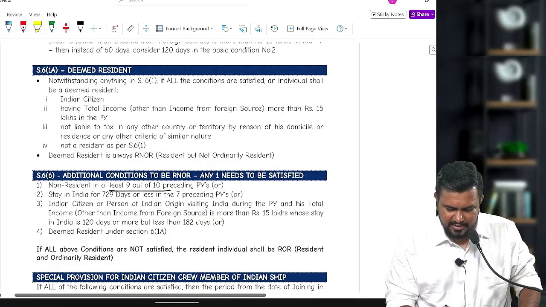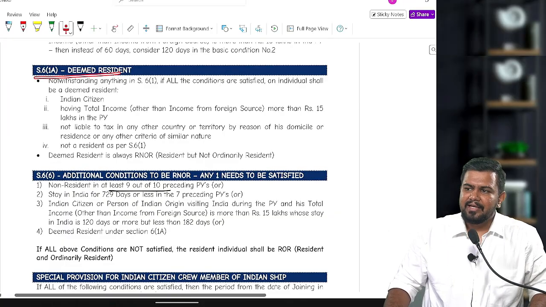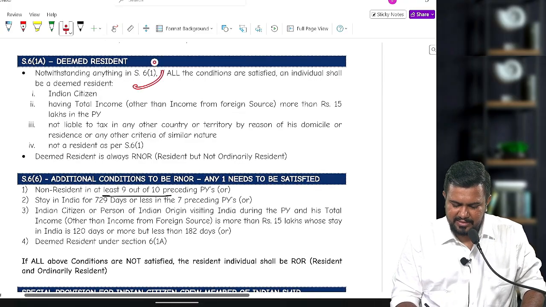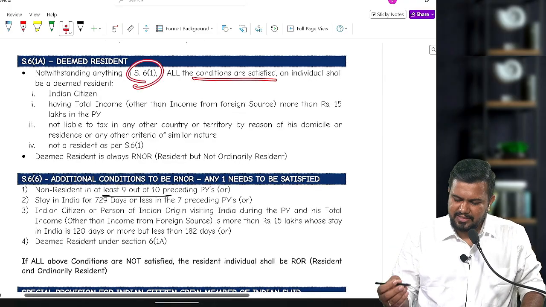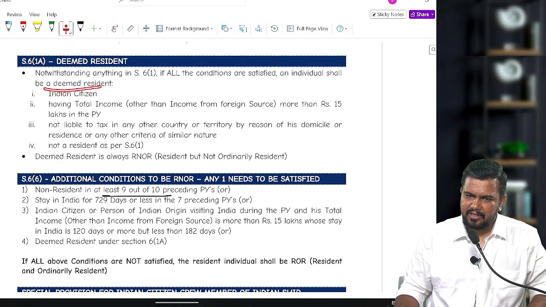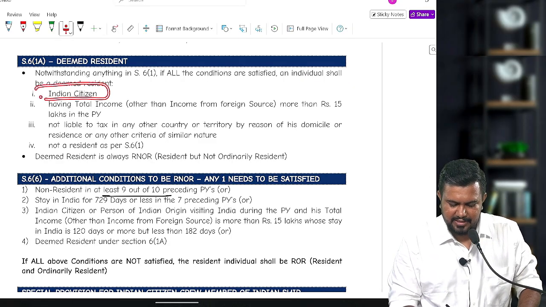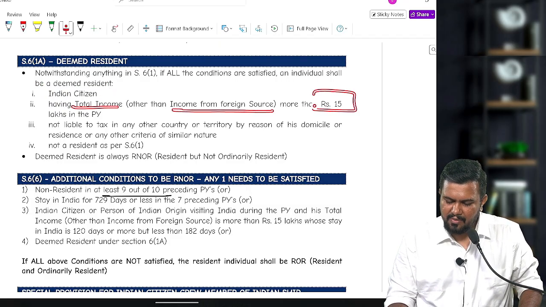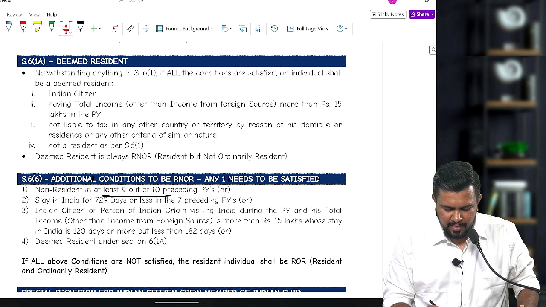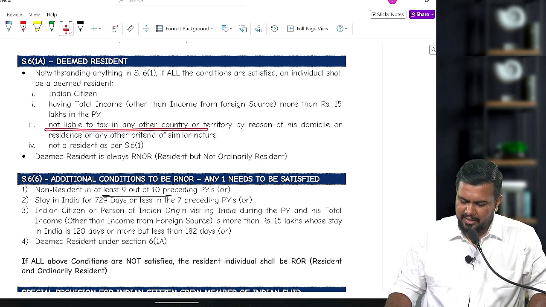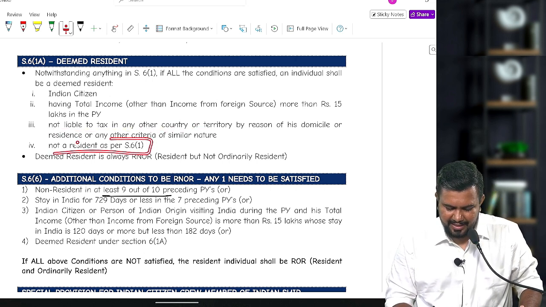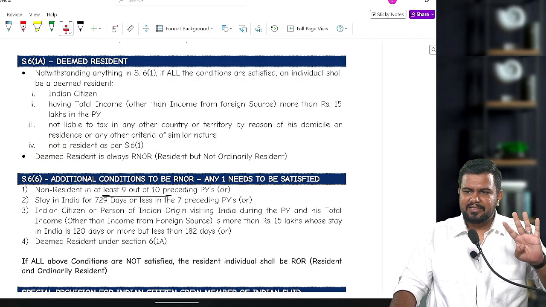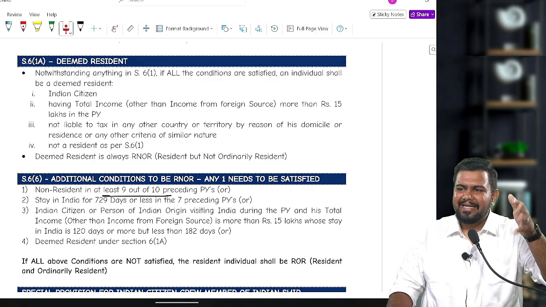Okay. Then deemed resident. What are the conditions for the individual to become deemed resident? First, notwithstanding anything contained in 6.1, if all the conditions are satisfied, the individual shall be deemed resident. What are the conditions? Number 1, person is an Indian citizen. Number 2, having total income other than foreign source more than 15 lakhs. Number 3, not liable to tax in any other country. And number 4, not a resident as per 6.1. So if these 4 conditions are satisfied, the individual will be called deemed resident.